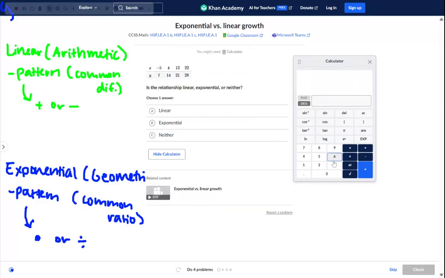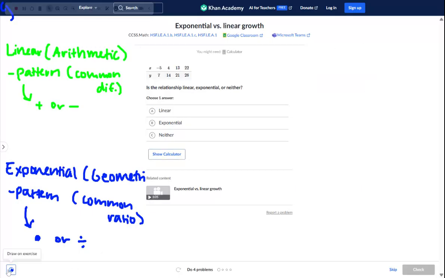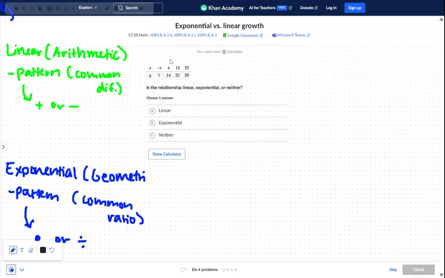Looks like maybe 9. So -5 and 4, so +9. Difference would be 9. Let's see, 4 plus 9 is 13. Let's check -5 plus 9 should be 4. Yep. And then one more, 13 plus 9 is 22. So for all of the X values, it's increasing by 9.